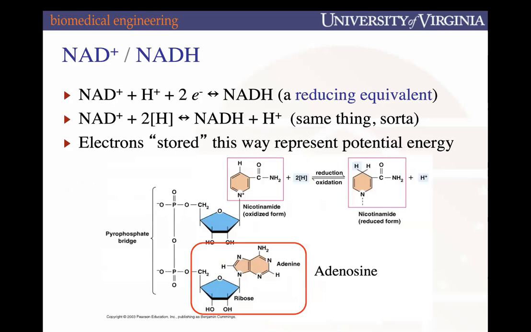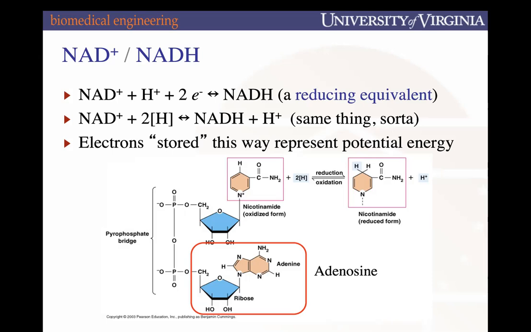When NAD accepts both a hydrogen ion as well as 2 electrons, it becomes NADH. That's the reducing equivalent. It's reduced, it's gained electrons, and so NADH is the reducing equivalent here. Electrons are stored in NADH as potential energy, a future resource to help reduce oxygen for the future production of ATP in aerobic metabolism.